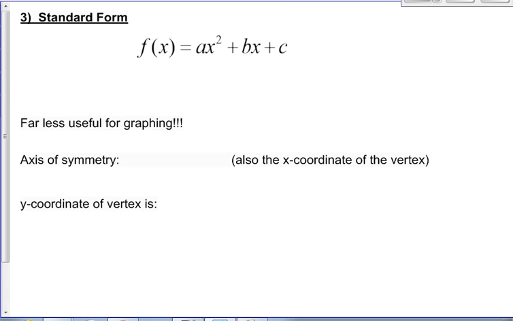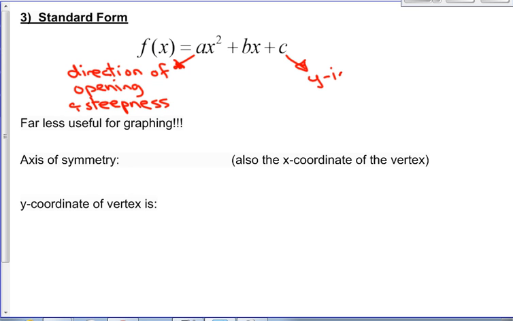Okay, standard form, sometimes called explicit form. This is where it looks like a trinomial. A means the same thing it meant before. A is the direction of opening, and it's the steepness. Okay. C is going to give you the y-intercept. You don't even need to memorize that, because if you put in 0 for x, you'll just be left with C.